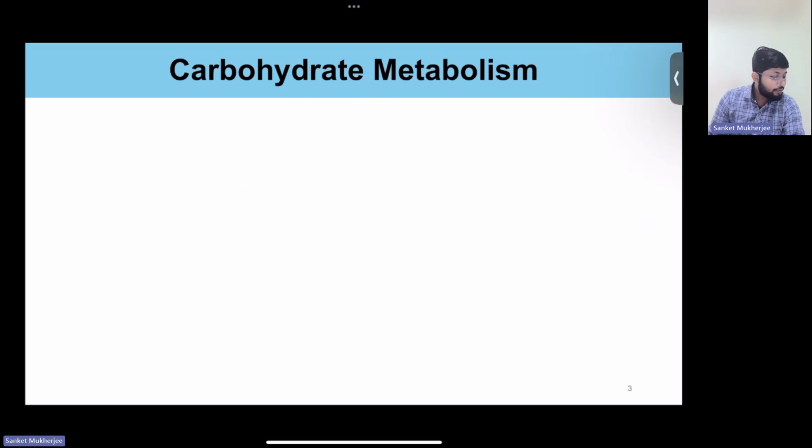So talking about carbohydrate metabolism, for example, glucose is converted to glycogen and it can go and get stored in the muscle or in the liver, right? Something like that.